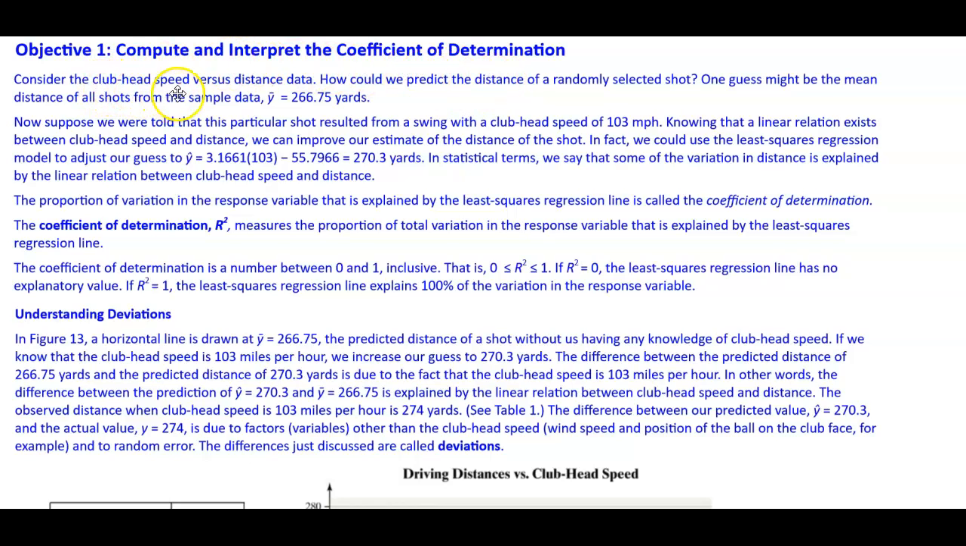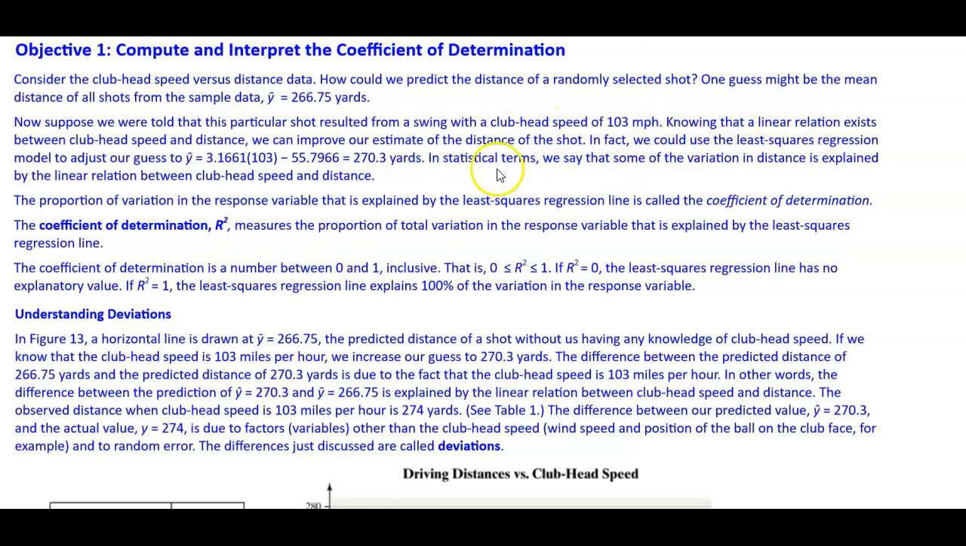Now, consider the club head speed versus distance data. How could we predict the distance of a randomly selected shot? One guess might be the mean distance of all shots from the sample data, y bar, which is equal to 266.75 yards. Now suppose we were told that this particular shot resulted from a swing with a club head speed of 103 miles per hour.